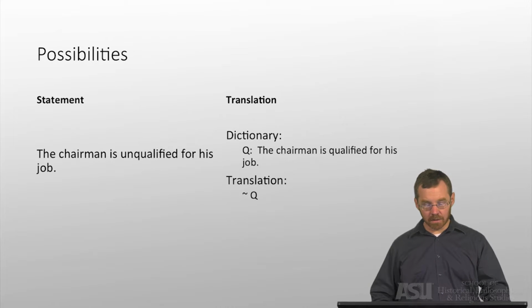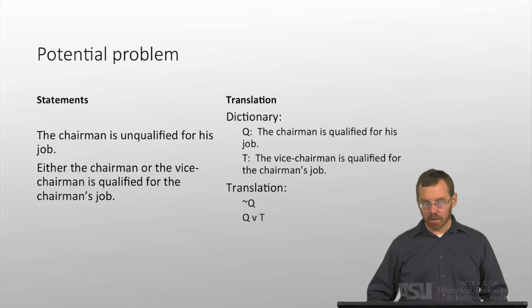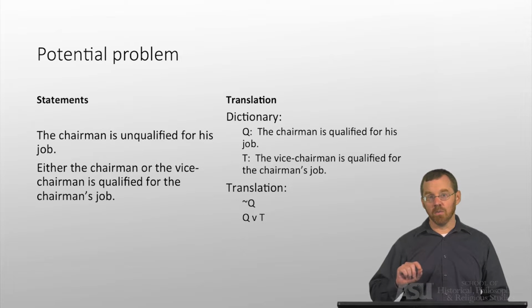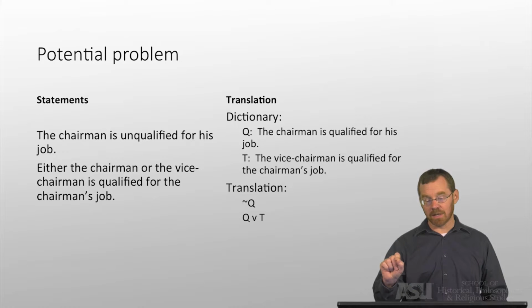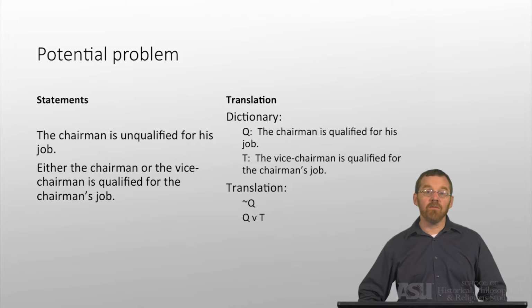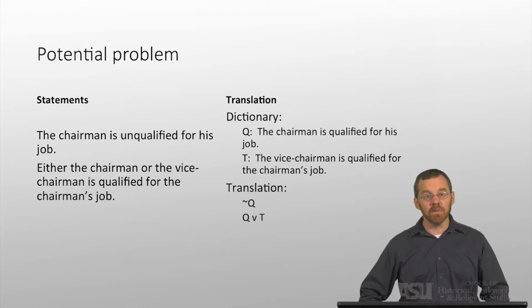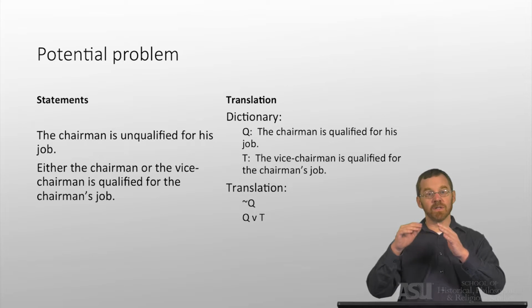If I go forward, suppose I do this. Q, the chairman is qualified for his job. T, the vice chairman is qualified for the chairman's job. Translation: tilde Q, then Q wedge T. The key point is that both of those sentences say something about the sentence, the chairman is qualified for his job. And that can be very important if you're translating an argument. If you're translating an argument, chances are what's going to make it work is these kinds of connections and links between the different sentences, that is, between the different premises.